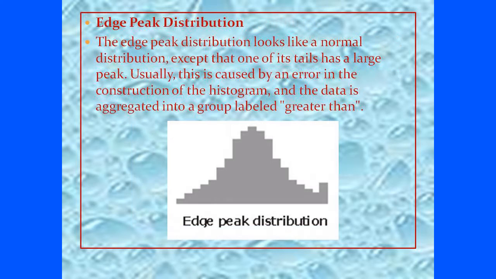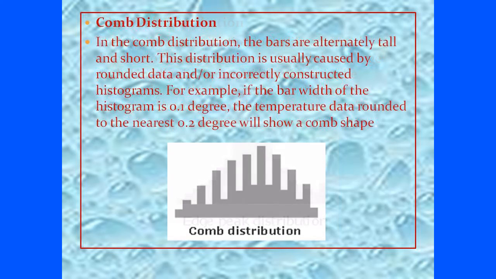Next is the edge peak distribution. The edge peak distribution looks like a normal distribution except that one of its tails has a large peak. Usually this is caused by an error in the construction of the histogram, where the data is aggregated into a group labeled as the edge.